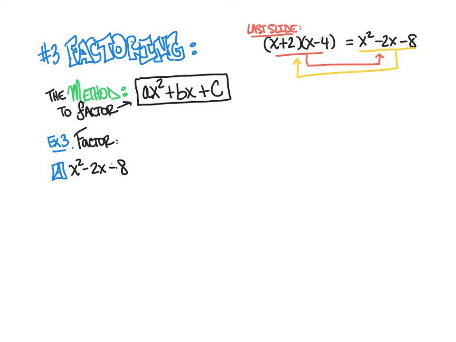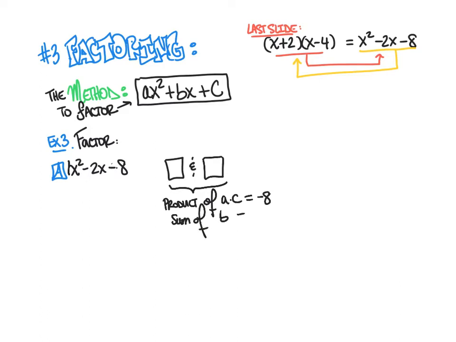So to factor this, we need to find 2 very special numbers, and those 2 numbers are going to go into these boxes. So I'm going to put 2 little boxes here. What do these 2 numbers need to satisfy? These 2 guys need to have a product of a times c. So whatever the a and the c is from the original form, in our case we have a 1 and a minus 8, so I need a product of minus 8, and I need a sum of b. So b is that middle number, in our case minus 2. So you're looking for 2 numbers with a product of negative 8 and a sum of minus 2.